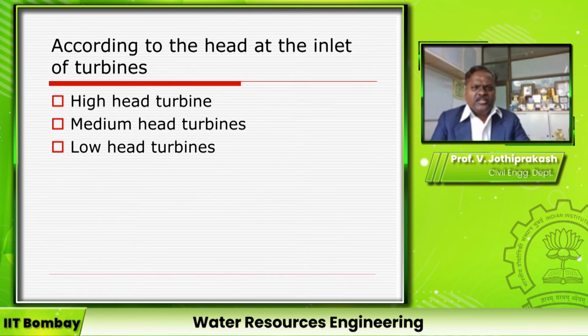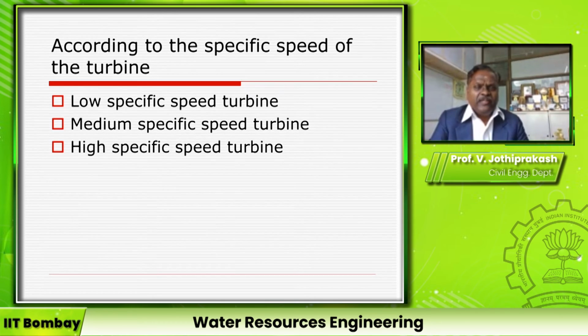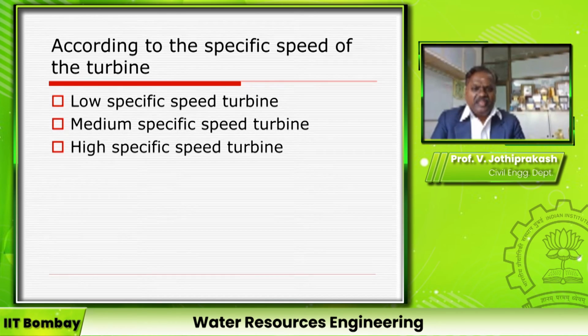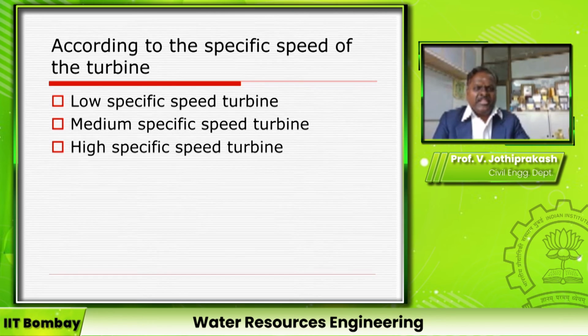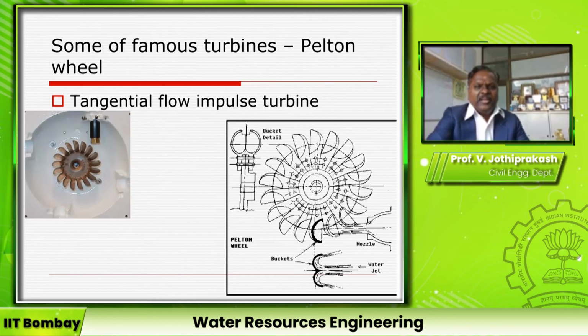I think this we have seen: according to the head at the inlet of the turbine, high head turbines, medium head turbines, and low head turbines. According to the specific speed of the turbine, there are three types: low specific speed turbine, medium specific speed turbine, and high specific speed turbine.